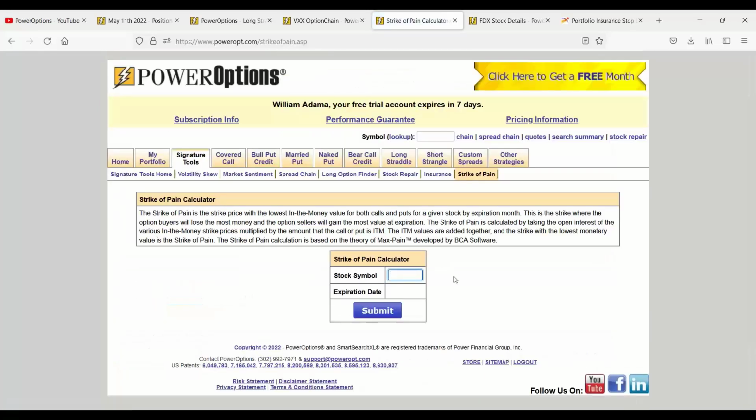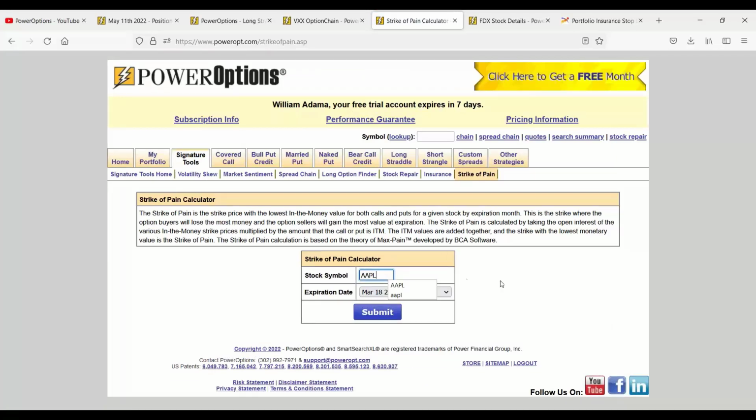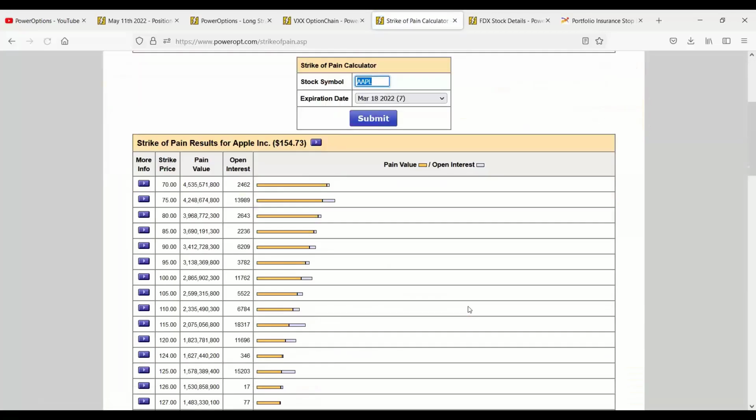But both investors I talked to during these coaching sessions had a slight misunderstanding related to the strike of pain. So let's go ahead and just run this. We'll just run it for Apple for next week.